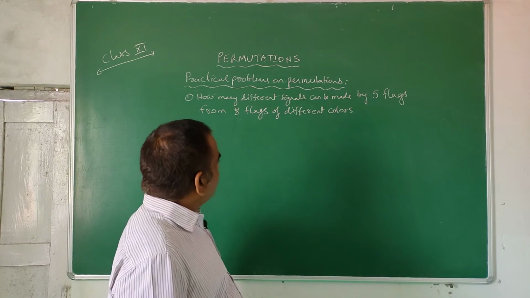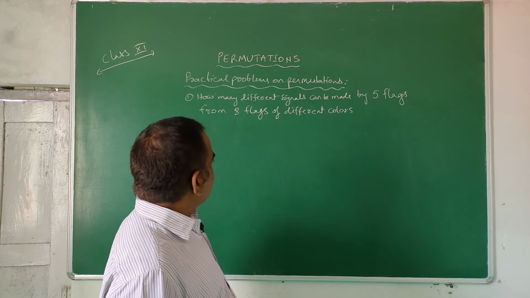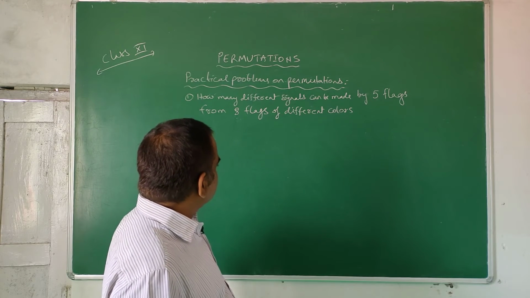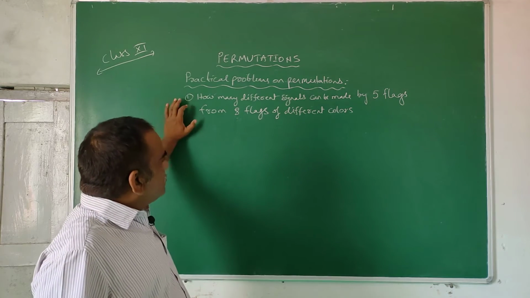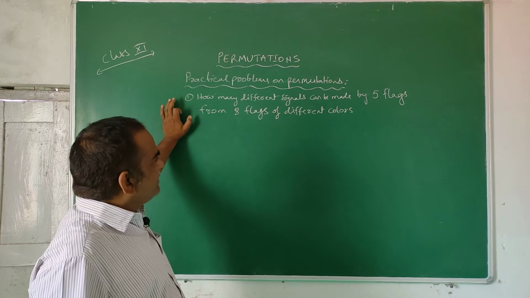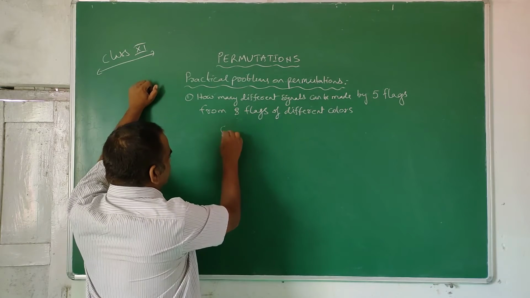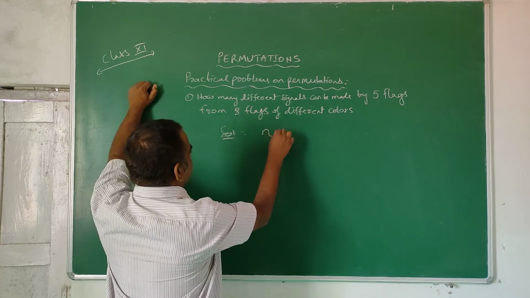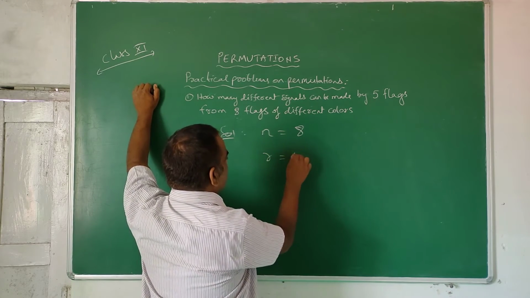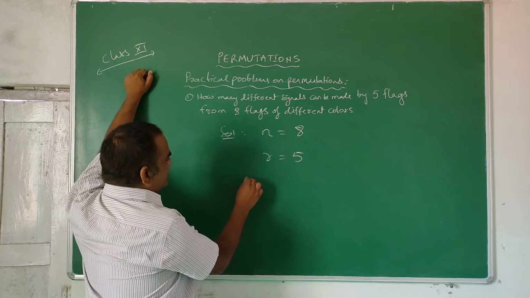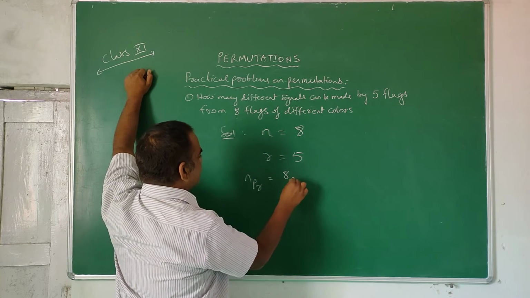How many different signals can be made by 5 flags from 8 flags of different colors? So from 8 flags of different colors, how many different signals can be made using 5 flags? Here it is very simple. The n value is 8 different flags. You are using 5 flags from them, r is equal to 5. And the number of signals is nPr, which is nothing but 8P5.